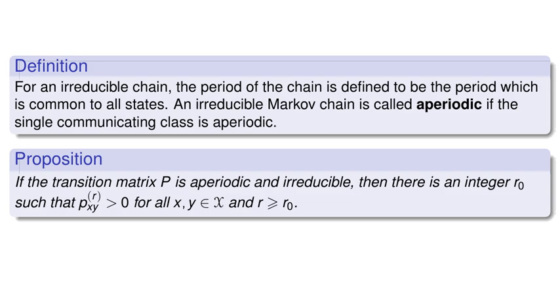Here is another proposition. If the transition matrix P is aperiodic and irreducible, then there exists an integer r₀ such that P_xy^r is greater than 0 for all states x and y in 𝒳, and for all r greater than or equal to r₀.